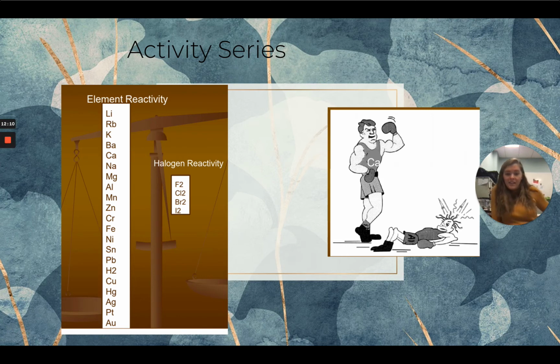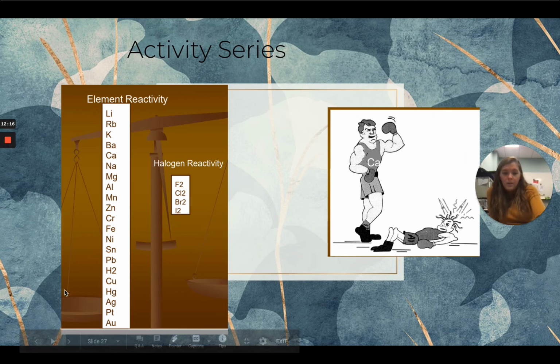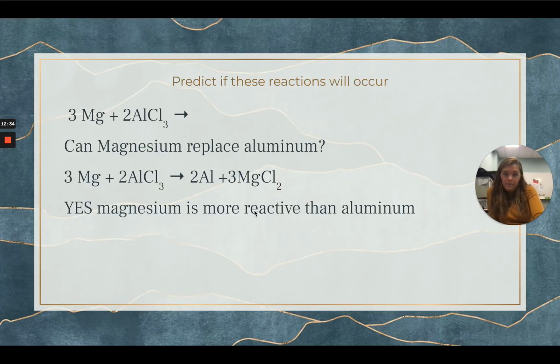This is where things get confusing. I mentioned an activity series or reactivity series earlier. This will always be provided to you if you need to use it, but this is basically the list of reactivity in elements. So lithium is higher than rubidium, which is higher than potassium, which is higher than barium. So this is important to recognize. You will have to use these when solving single replacement reactions.